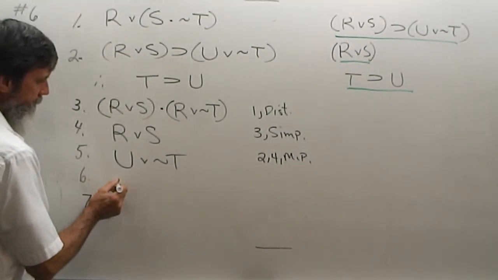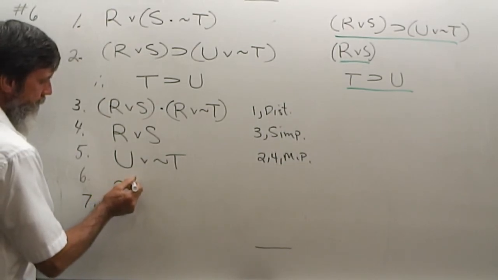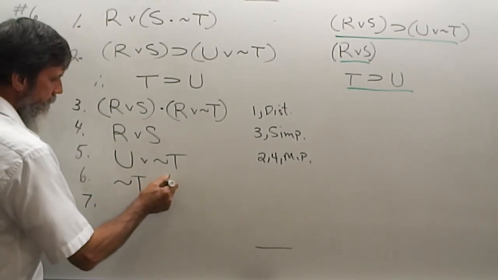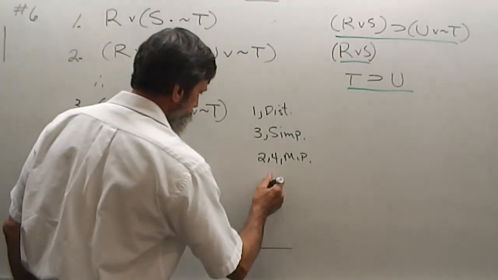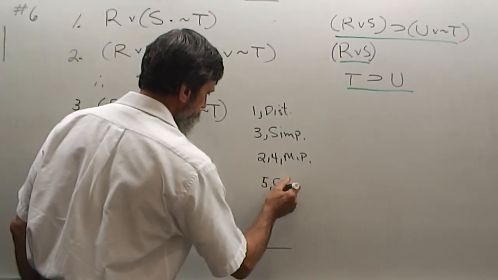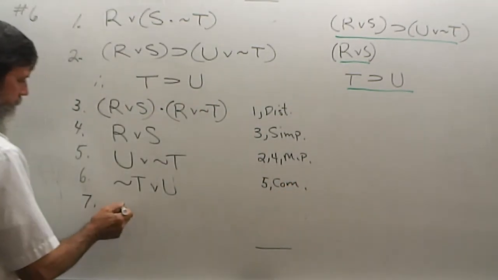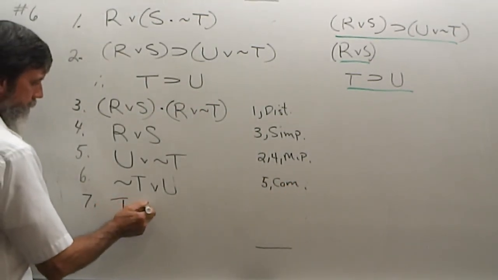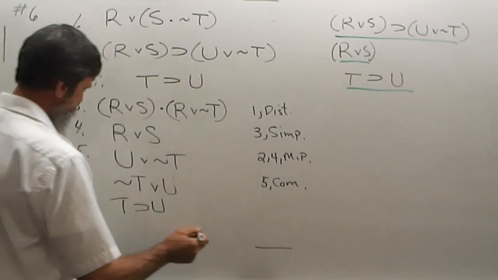Let's see, from modus ponens you go to 5, what is it? Commutation. So, then what? Using that material implication for transit.